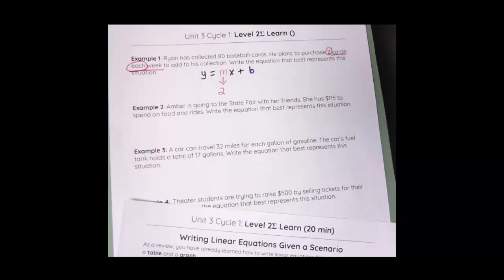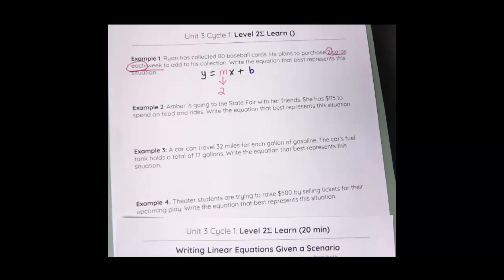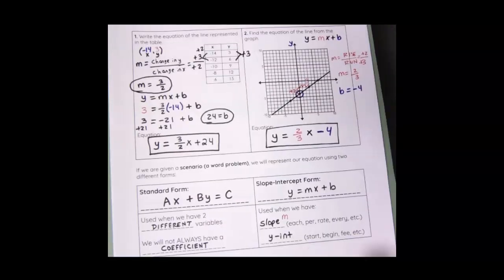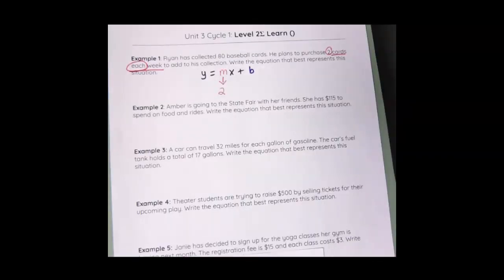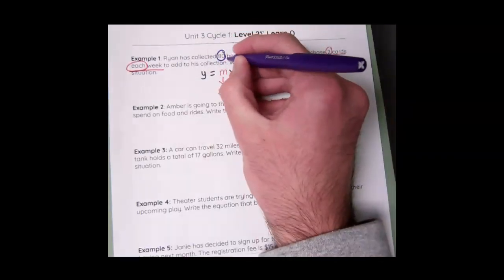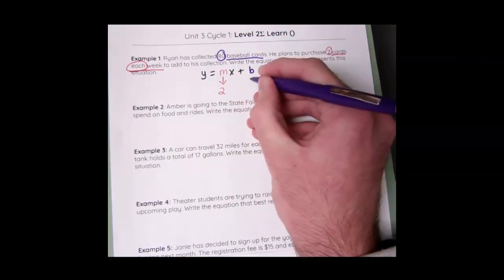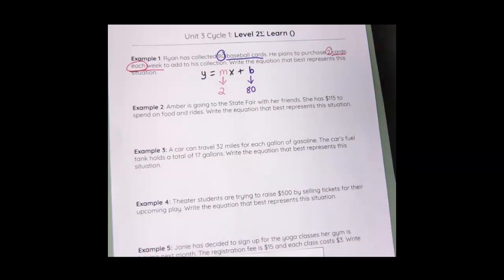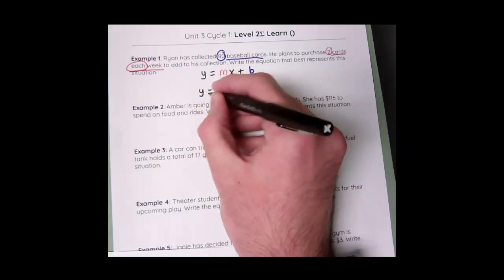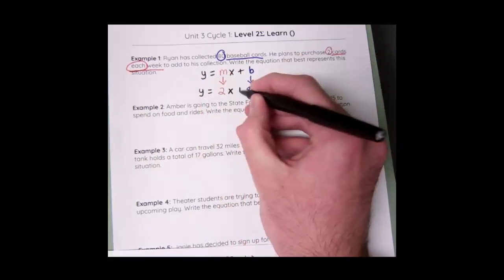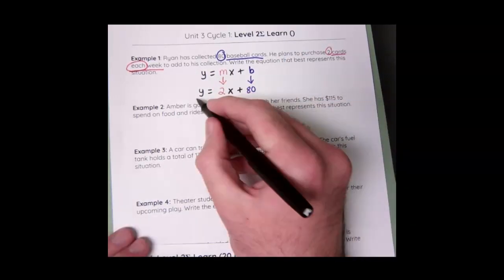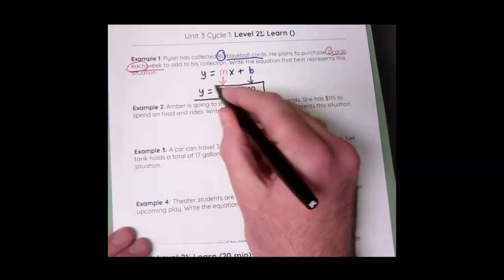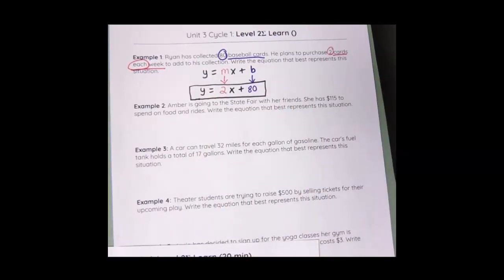Now for y-intercept, he has collected 80 baseball cards. So he started with, remember, started with 80. So your y-intercept would be 80 baseball cards. That's how many he started with. Now, all you do is you write y equals, you add the x, plus 80. So this would be your equation for example 1. It'd be in slope-intercept form.